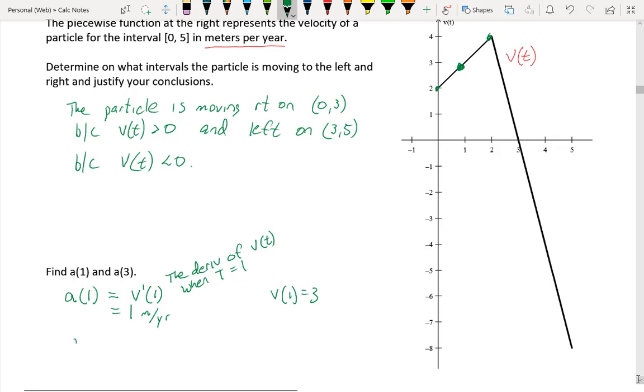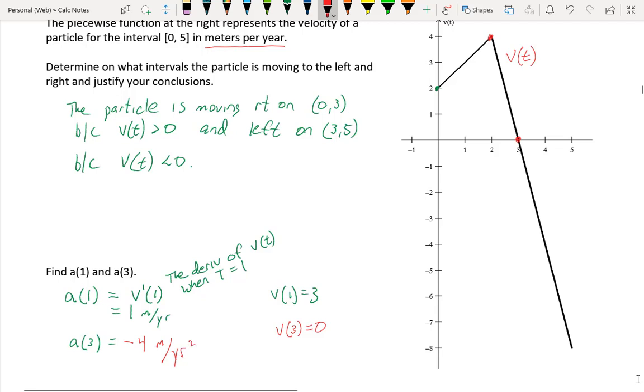All right. What about a of 3? Let's go over to 3. So let's erase these guys. We'll put a point over here at 3. A of 3. Look at that. Now again, keep in mind, v of 3 is equal to 0. But that doesn't mean a of 3 is equal to 0. That means find me the slope there. And again, we're on a straight line here, so I can go from the top. That's going to be down 4 and over 1. So a of 3 is going to be negative 4 meters per year squared.